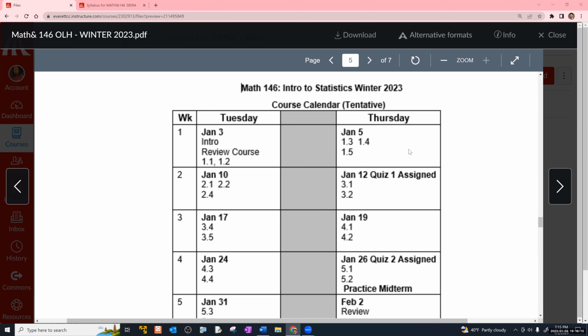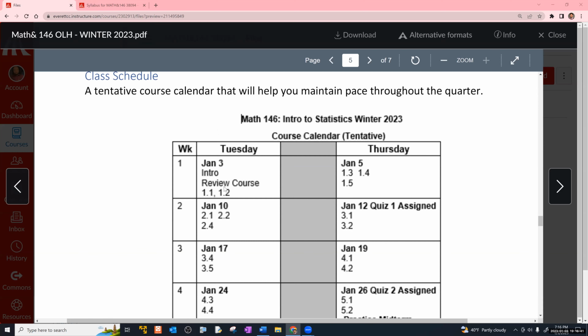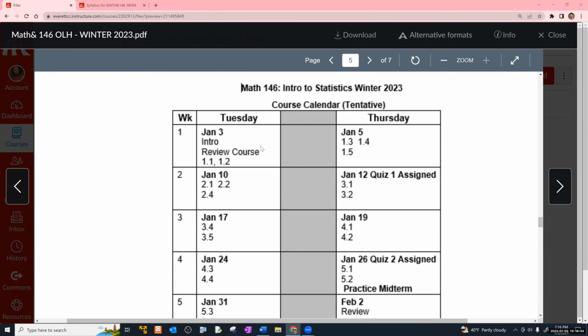The first week is chapter 1. And then the second week is chapter 2 and half of 3. And notice the sections that are required. You have to pay close attention to this because not all the sections are going to be done. If you are reading along in the book, 2.3, for example, is not going to be covered.